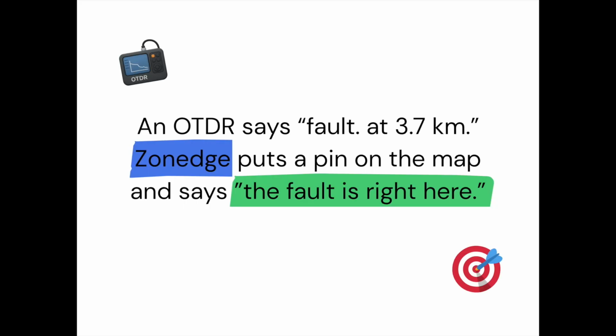Here's another perfect example. Your OTDR tells you there's a fault 3.7 kilometers down a fiber. Okay, but 3.7 kilometers from where exactly? With the generic map, you're back to guessing. With ZoneEdge, you plug in that number and it puts a pin on the map telling your tech the fault is right here between this pole and this manhole.